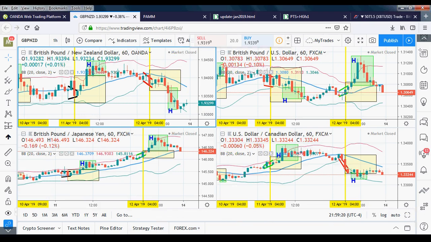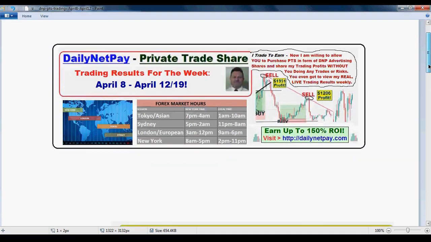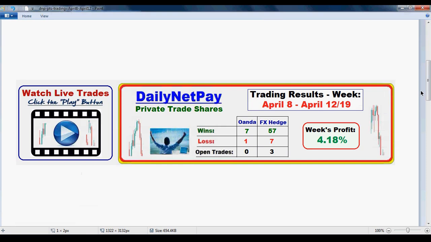Now, let's come to the final stage because I forgot to show you. Do you think we made a good profit this week or not? I showed you there were some trades that we lost, but we had a bunch of hedge trades. So let's go to the stats. Look at this. Week's profit, 4.18%. Wow! Okay, what would you like to have? Hypergrowth or daily net pay private trade shares?